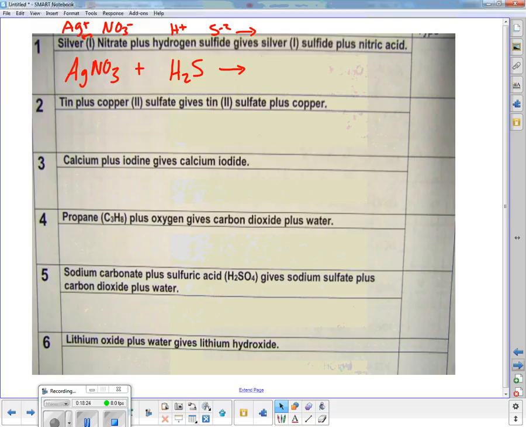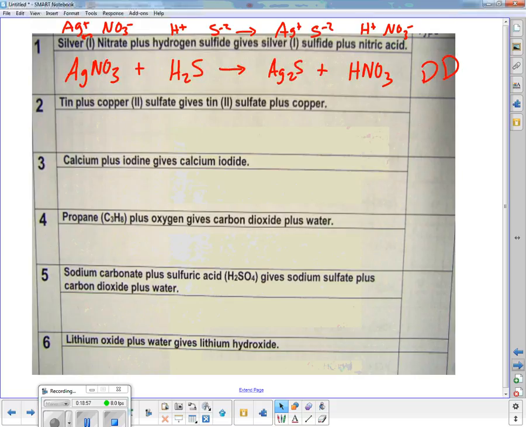Silver 1, Ag plus sulfide, S2 minus. So I'm going to need 2 silvers to go with the sulfide. Plus nitric acid. Acid means I have an H+. Nitric came from nitrate, which is NO3 minus. So it's just going to be HNO3. So now I've got it written, not balanced. I can tell what type it is, which is what? Double displacement. Good.